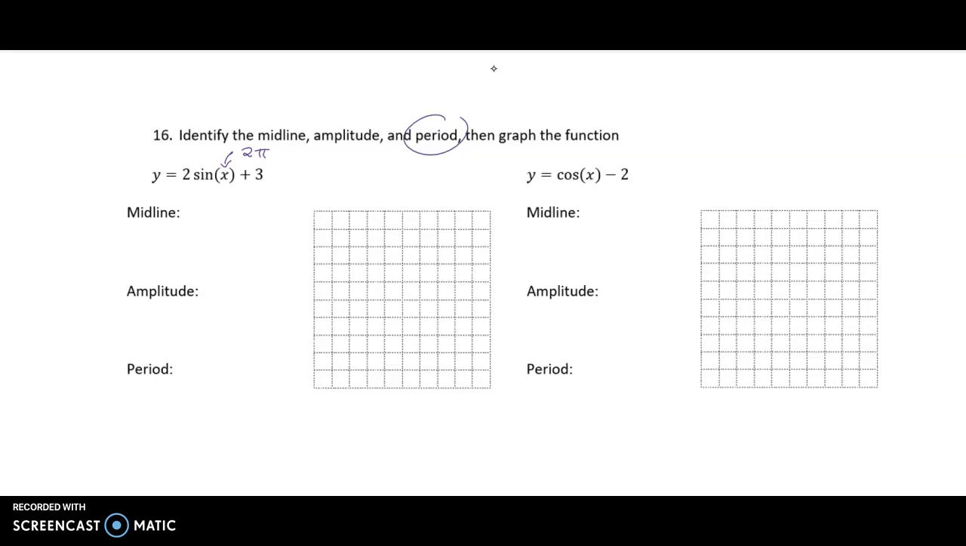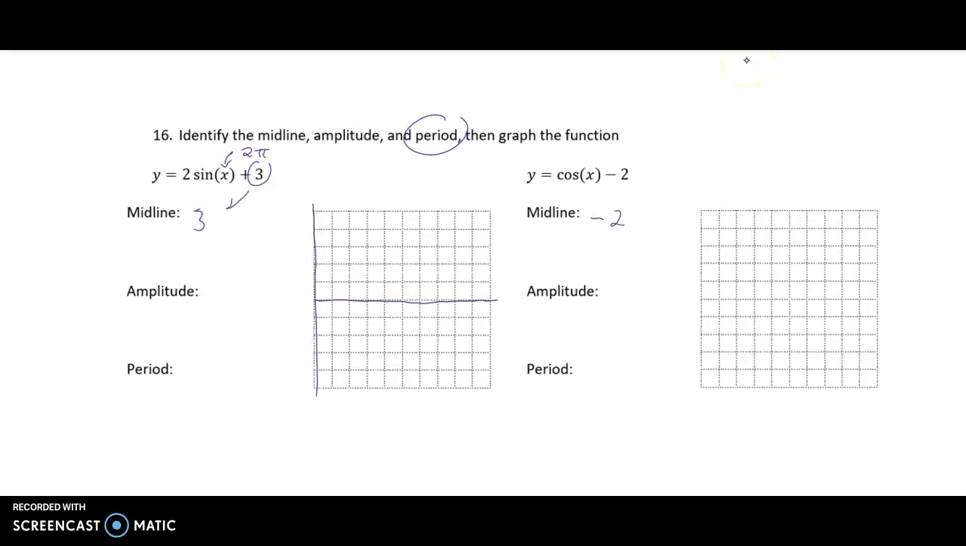So what I'm going to do to graph this is start by drawing my axes. Excuse me. And I'll label some of these things over here on the left first. So the 3, that's the midline. Can you tell what the midline is for the other one over here, this cosine one? Well, let's add a -2.